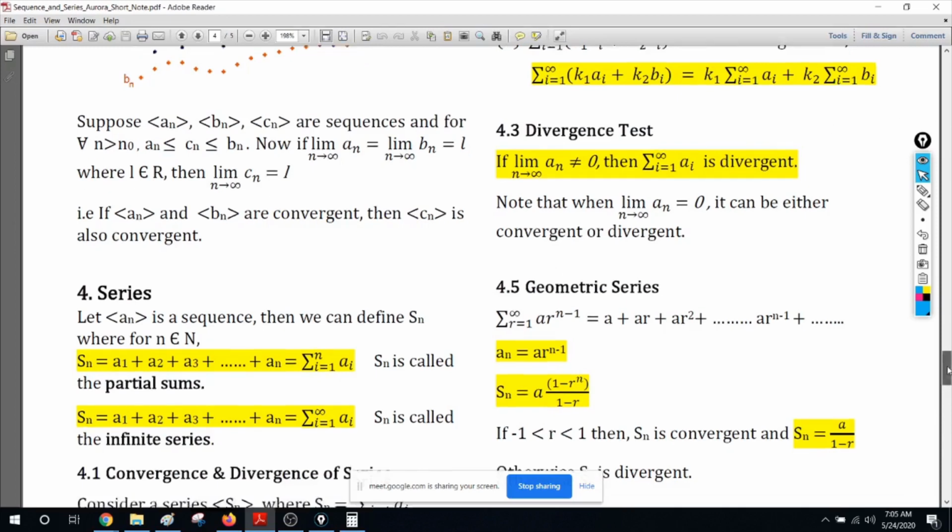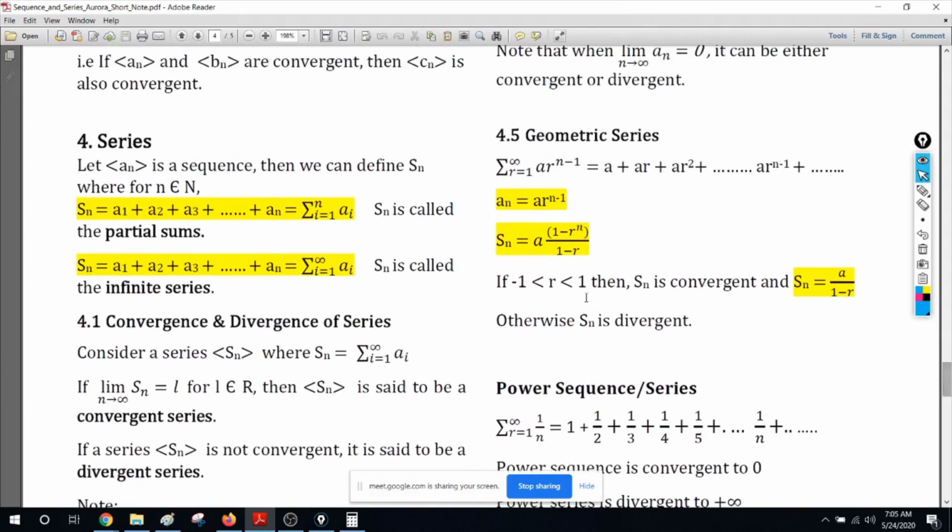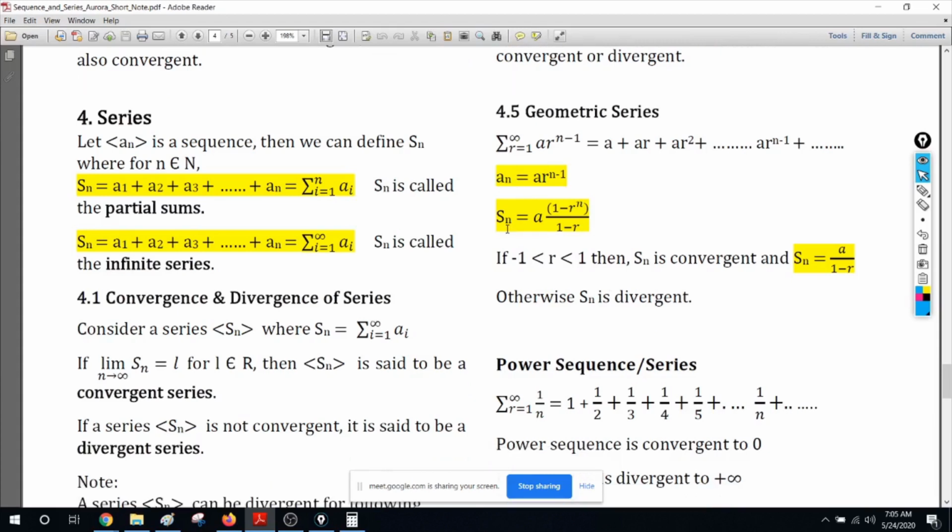Right. So let's then discuss a special series, that is the geometric series, because it has that convergence nature very prominently. There can be so many convergent series, but for us, one of the most important series that can be convergent is the geometric series.